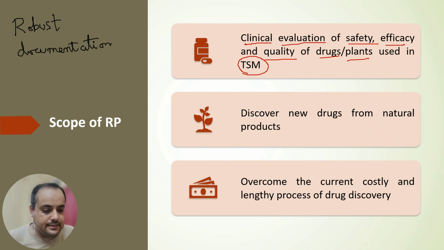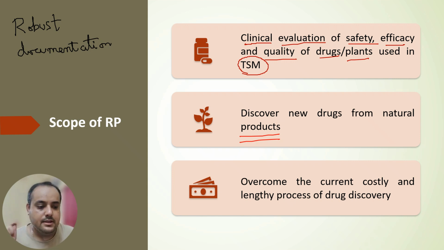The second scope is that we can discover new drugs from natural products. And these drugs that we are developing from the natural products are not folklore drugs, but proper and scientific drugs, because we have got the data to back up all our claims.